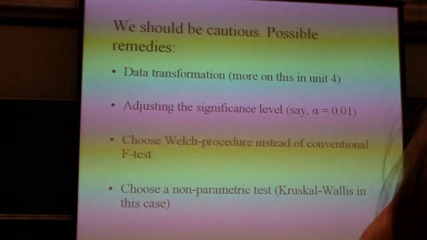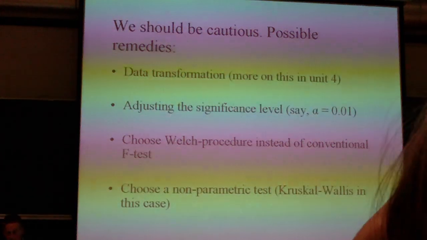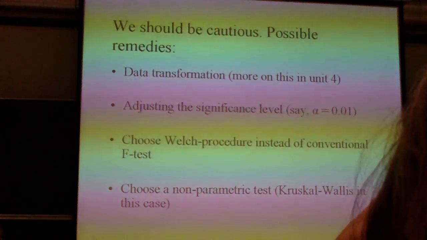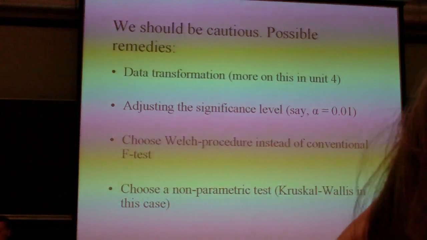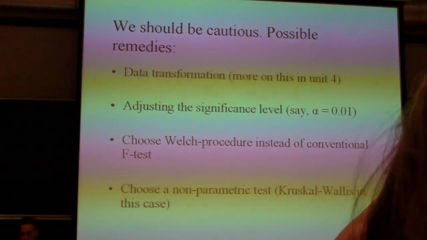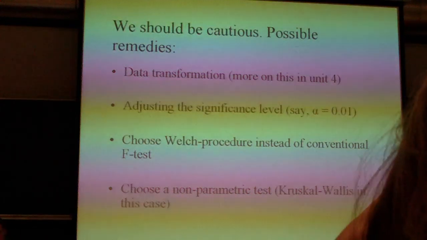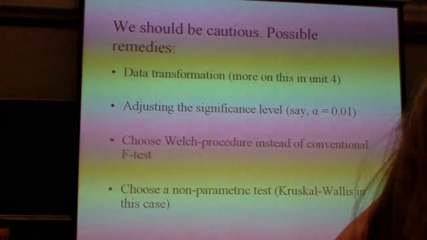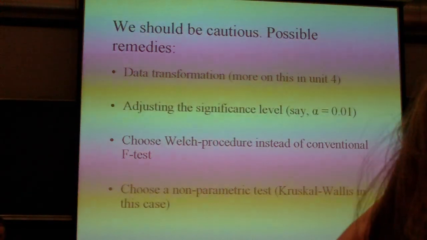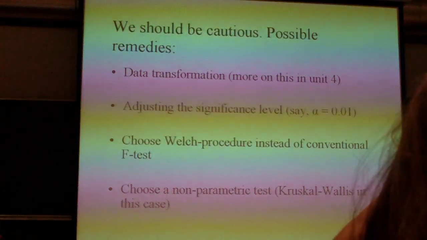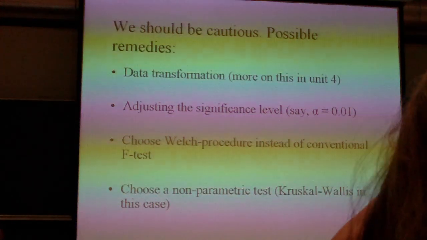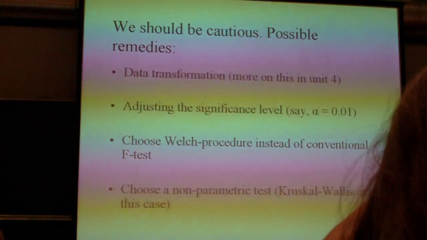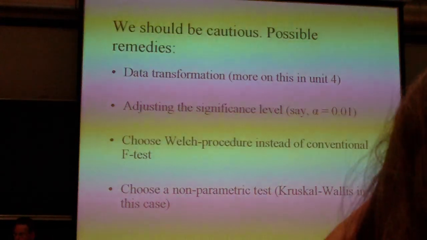we should be cautious, and there are possible remedies like transforming our data, because a violation of the homogeneity assumption is often related to skewness of the distributions. Particularly if you have right-skewed distributions, you will often find that the variances tend to differ significantly. And skewness can be remedied by applying some sort of data transformation, which we will be looking at in Unit 4, fourth part of the course. Well, the fourth lecture.